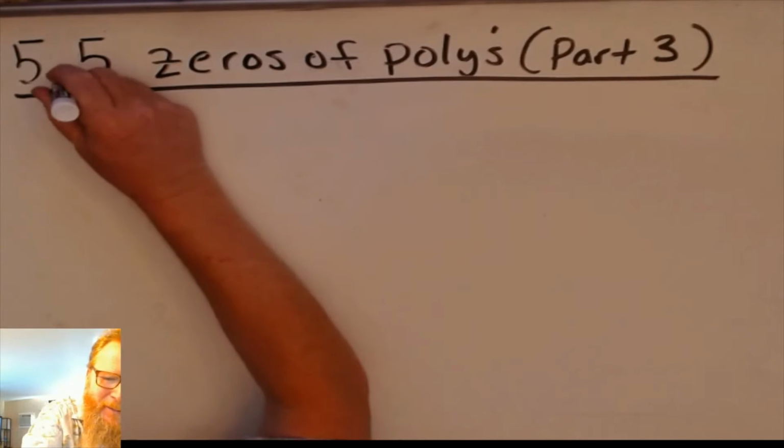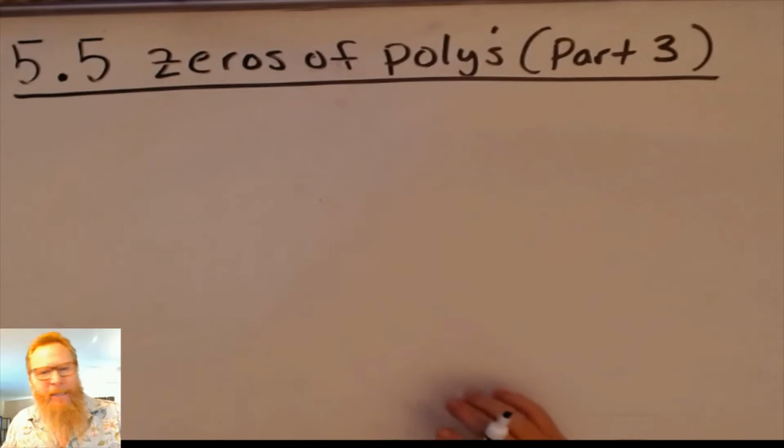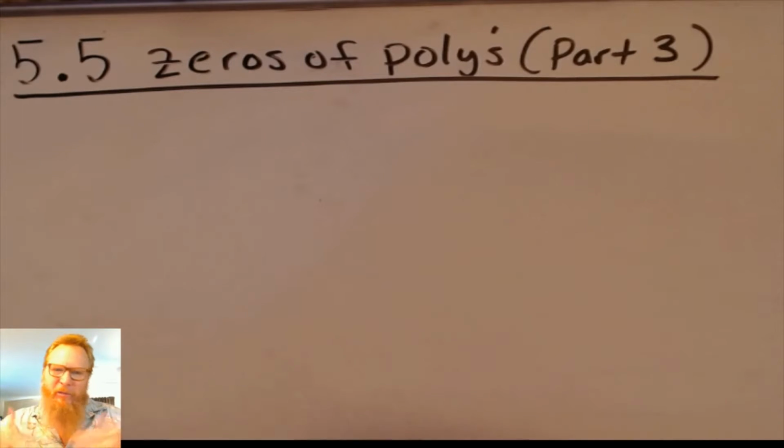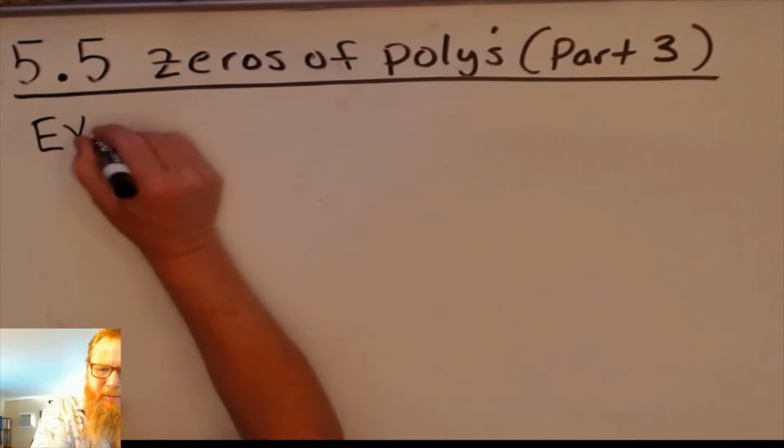So this will be our third edition of the zeros of polynomials. I've already given you all the theorems and techniques and such. This is really just wrapping it all up, making sure that you can factor and solve and find the zeros of polynomials. So let's just get going on it so we don't waste any time.